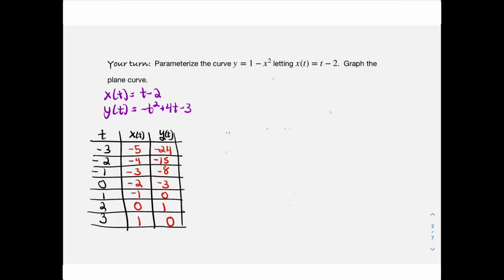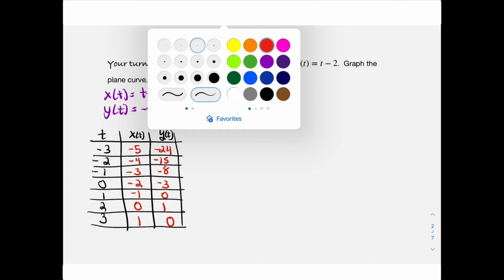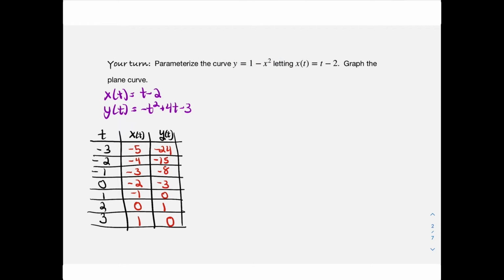Now to sketch the graph, we're going to start by making our xy coordinate plane. Now notice my x values only need to go from negative 5 to positive 1, so I don't have to do too much on that, but I do need to go down quite a bit on my y-axis, so I'm going to do my coordinate plane way up here, since I've got to go all the way down to negative 24 on the y.